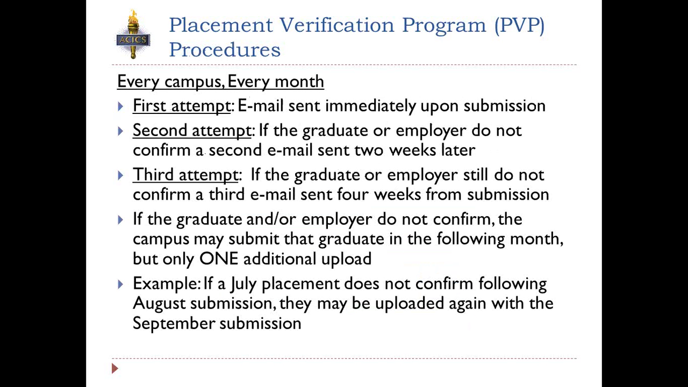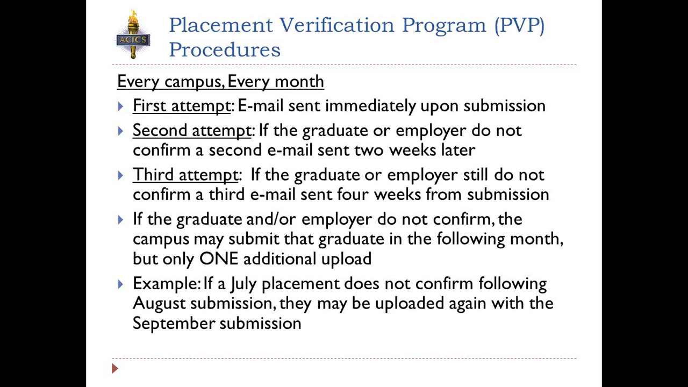Then we will have a similar contact policy for the every campus every month for the 2017 CAR period. We will send a first attempt again to both the graduate and employer immediately upon submission, which would obviously be at the end of the month, in this case August 31st. They will get an immediate email for the student and or employer. There will be a second attempt. In this case, this will be 2 weeks later.